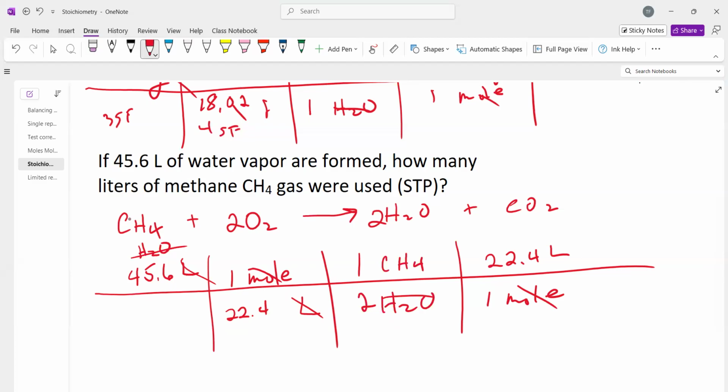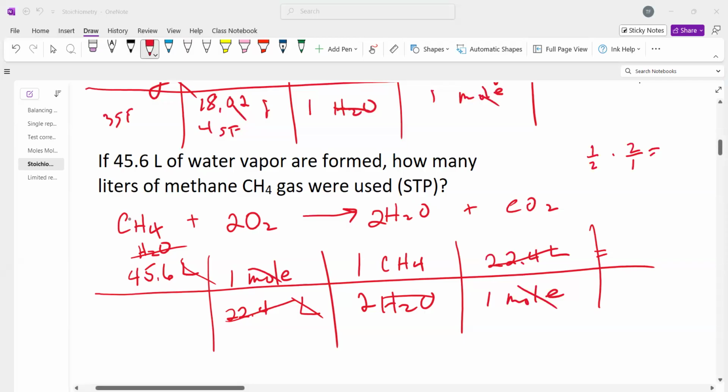Notice something here. If I multiply, what's the answer? 1. Notice 22.4 is both in the numerator and the denominator, which means they cancel out. Now, you don't have to cancel out. You can just put it in your calculator, or you can cancel it out. Get the same answer.